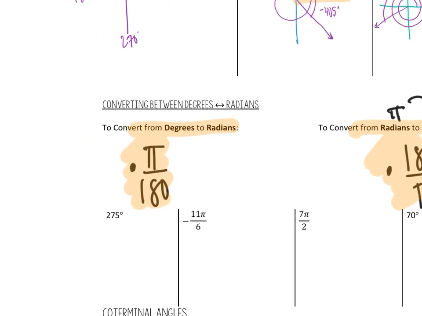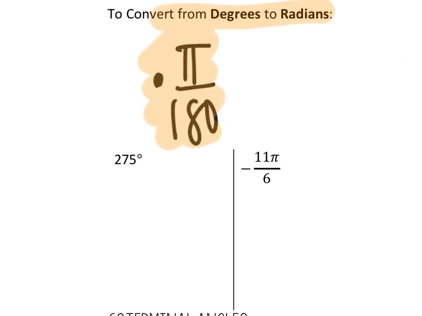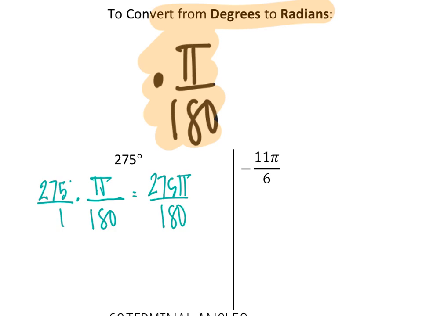So let's zoom into this first one, 275 degrees. We're going to practice changing that from degrees to radians. So we're going to take 275 degrees and multiply it by pi over 180. You can imagine that this 275 is over 1, multiply straight across. So we have 275 pi over 180. Now, that, of course, is not a reduced fraction.